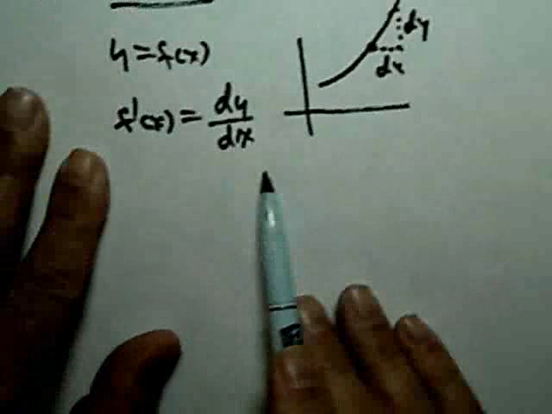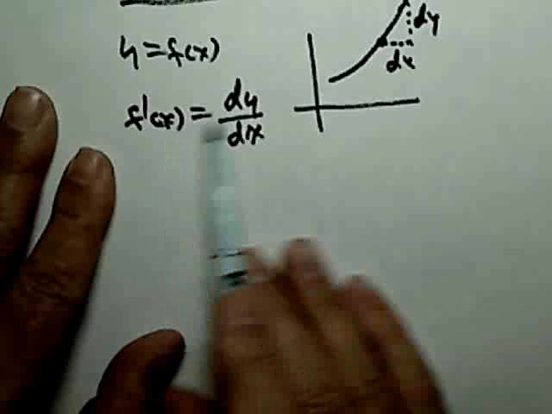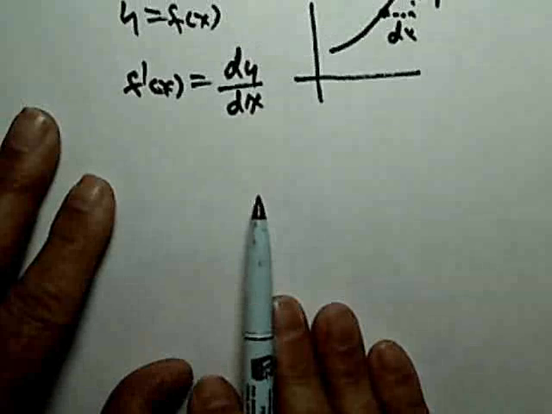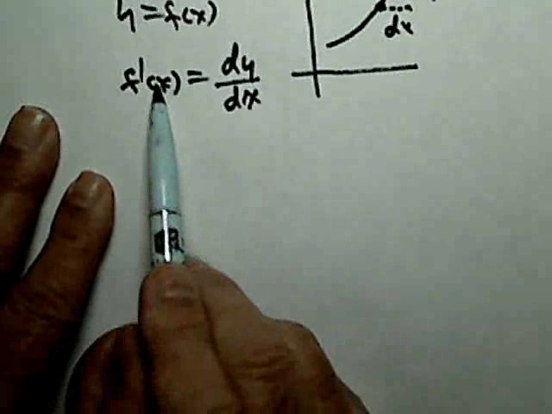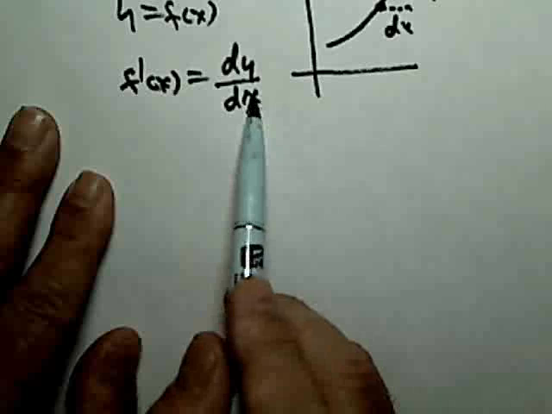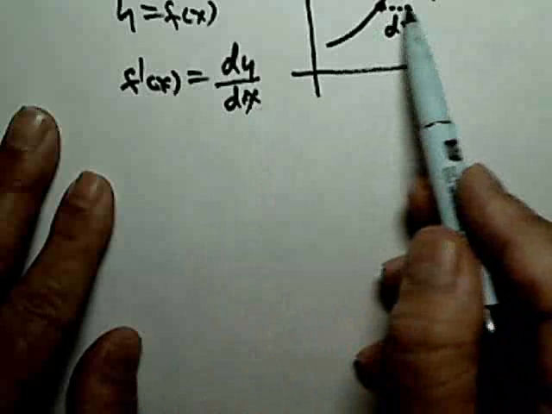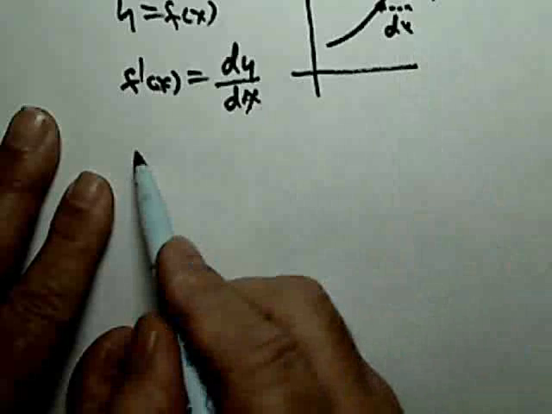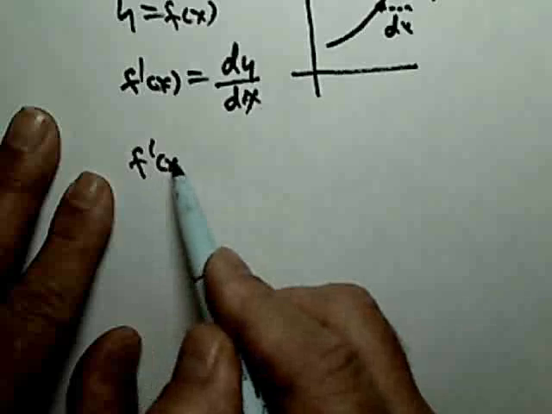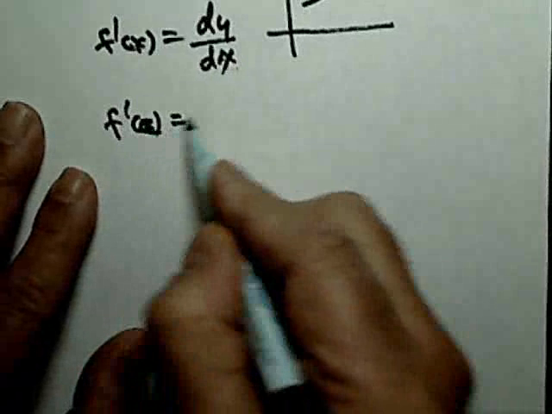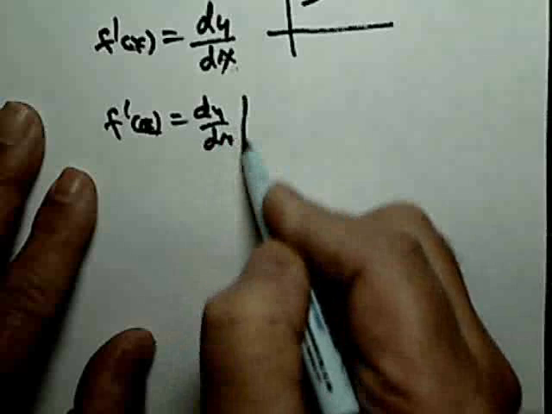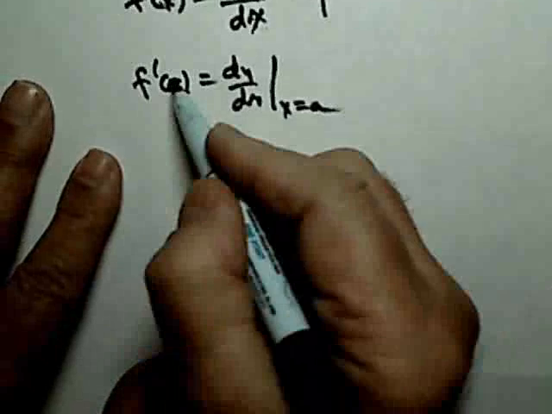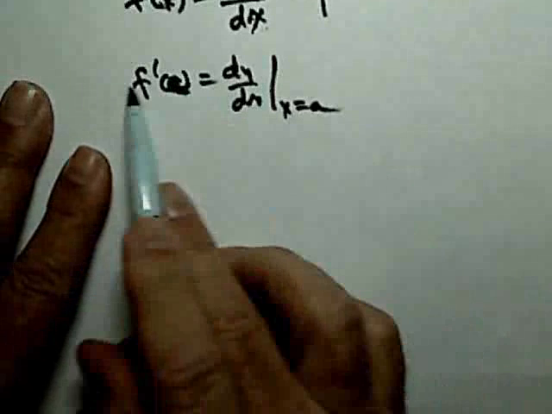Of course, this is kind of an abuse of notation, and you've got to be careful you understand what this means. The reason it's abusive notation is this x and this x are not the same thing. This dx represents a very small number, and dy is a small number, and then this is their ratio. So a better way to write this would be f prime of a equals dy dx evaluated at x equals a.